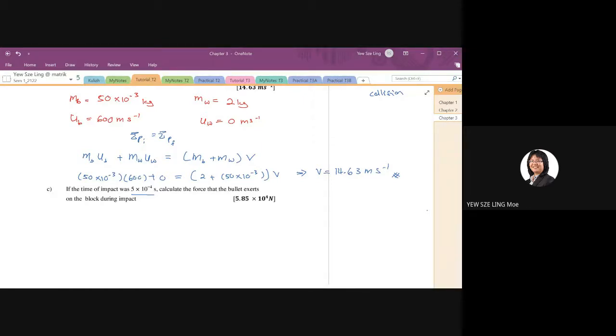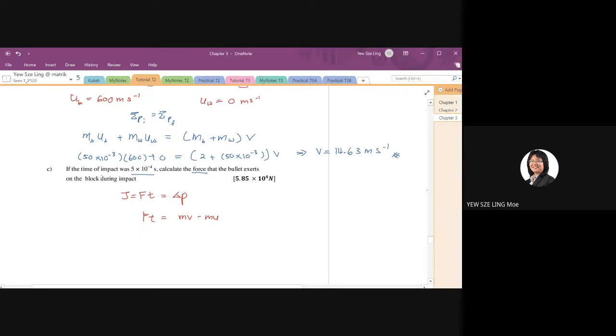So how are we going to calculate? We want to calculate force, and we are given time, so obviously this is about impulse. J equals Ft. But we don't have the information about J. What we do have is the momentum, so we can use delta P. So Ft equals delta P, which is mv minus mu: the final velocity of the bullet minus the initial velocity of the bullet.